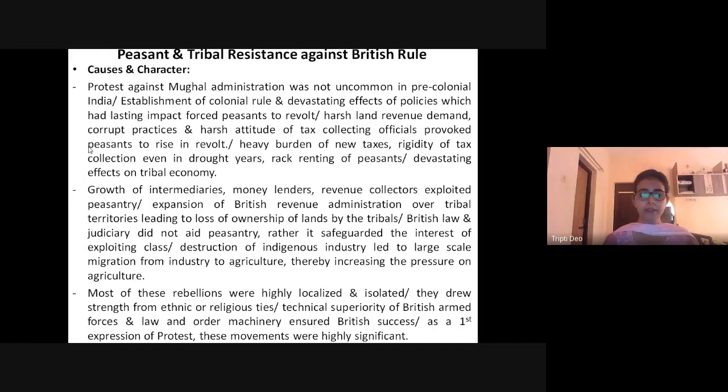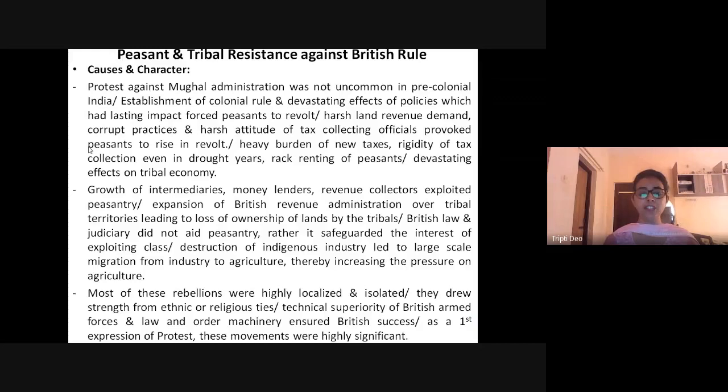So the growth of intermediaries, my second point in the slide: the great growth of intermediaries, money lenders, and revenue collectors exploited the peasants. During the British time, there was an immense growth of this intermediary class, the middlemen, money lenders, revenue collectors. The many groups that come in between the peasant and the state were growing in number. And they were creating major problems for the peasantry, because they were acting in illegal ways of exploiting the peasantry.